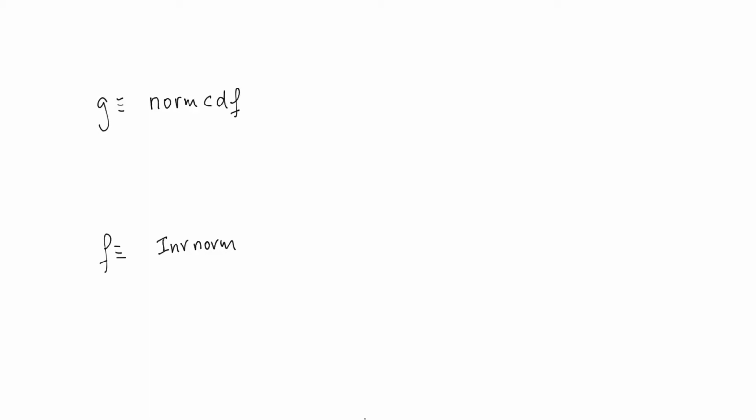What does norm CDF do? It takes location. This is the norm CDF function. It takes location and it returns area. Area or probability or a percentage or a percentile, whatever you want to call it, okay? That's what this function does. It takes location and it produces an area. Inverse norm does the opposite. It takes an area.